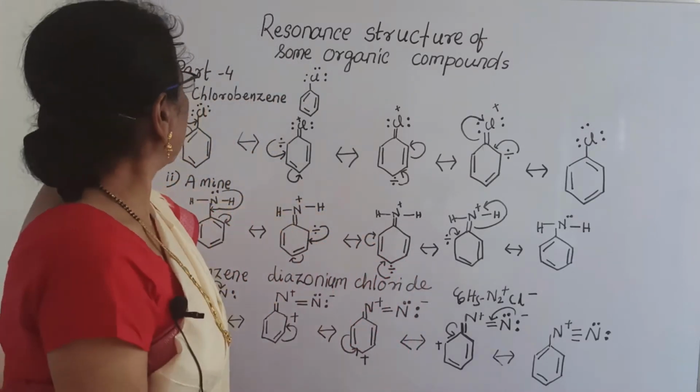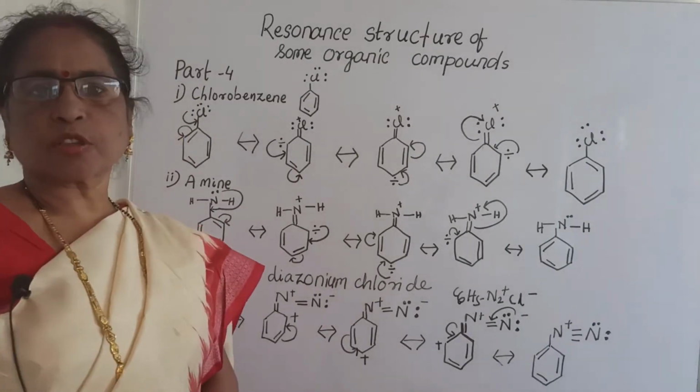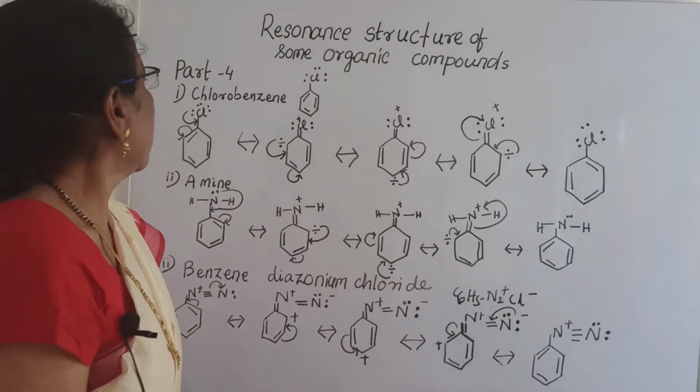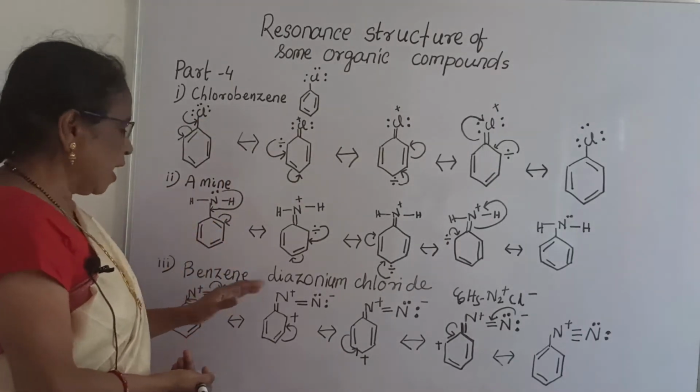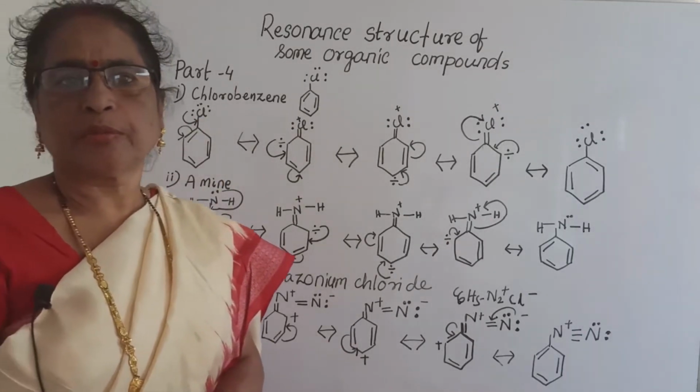This is part 4, the chapter is resonance structures of some organic compounds. In part 4, I will explain chlorobenzene, amine and benzene diazonium chloride.